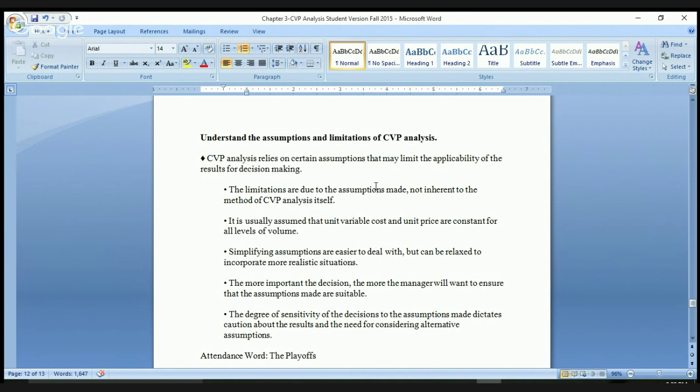Simplifying assumptions are easier to deal with, but can be relaxed to incorporate more realistic situations. The more important the decision, the more the manager wants to ensure the assumptions made are suitable. And then the degree of sensitivity of the decisions to the assumptions made dictates caution about the results and the need for considering alternative solutions. So, in a nutshell, that gives you what Chapter 3 is about.